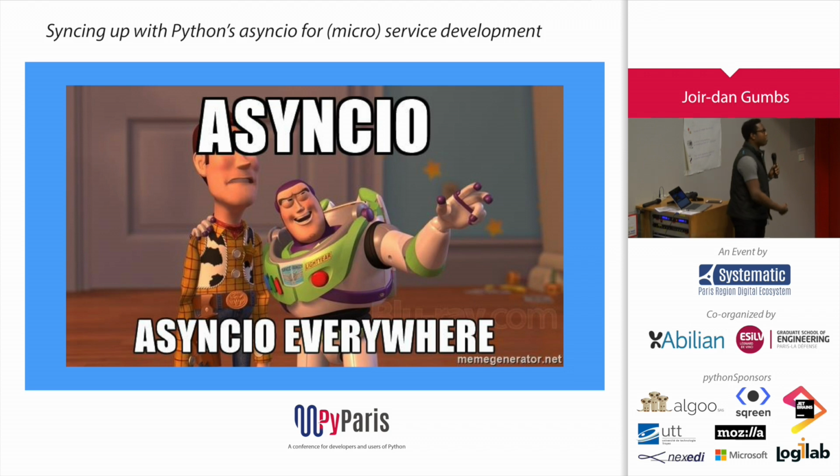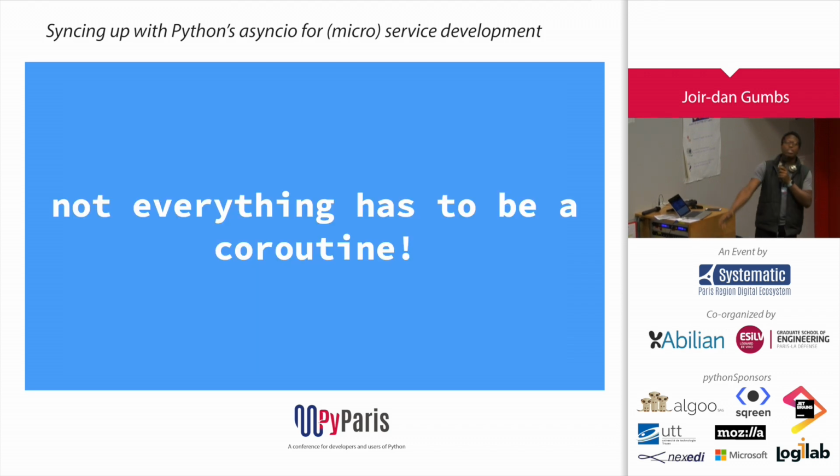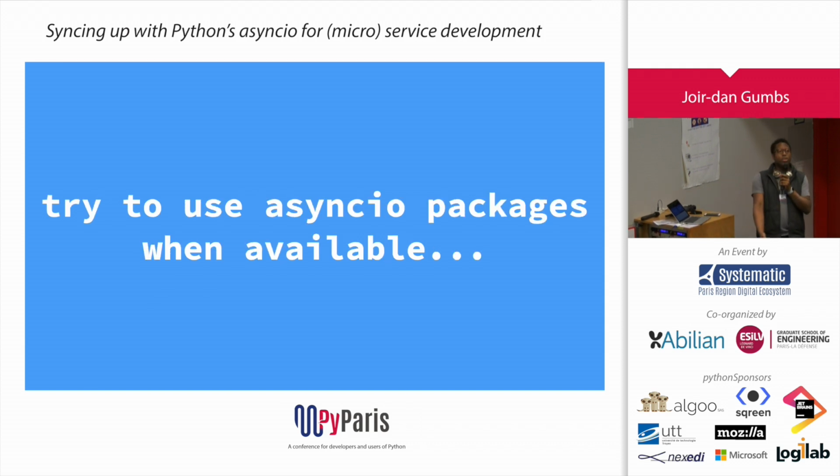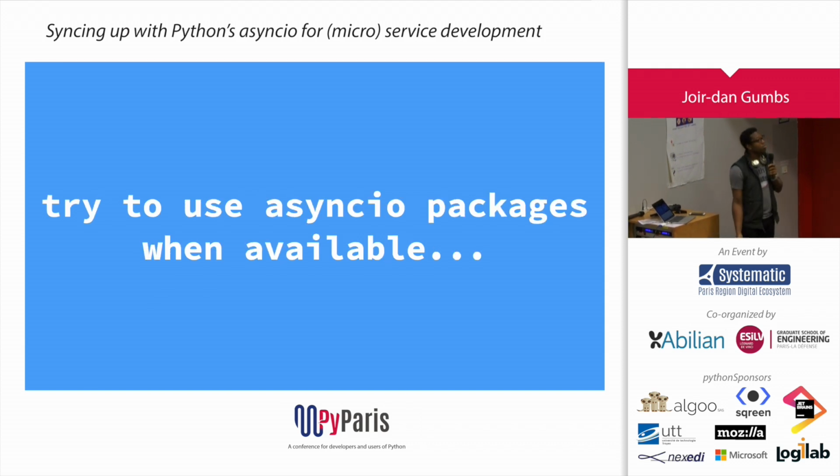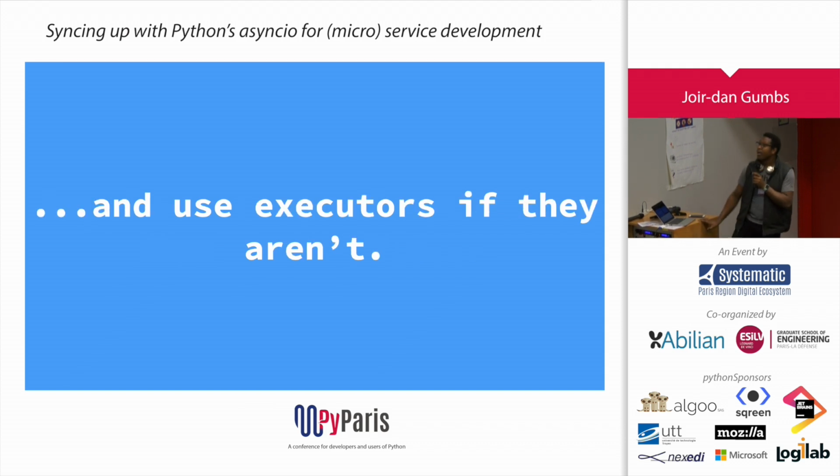So you're still waiting on things. You still have to think about how you break apart your tasks in order to make the most efficient usage of threads, of processes, of asynchronous packet frameworks. So again, not everything has to be a coroutine, right? Try to use async IO packages when they're available if you need to use async IO, and then use executors if they aren't available. Unless you have to use thread pool executor or process pool executor, then do your thing. I won't stop you. And that's pretty much everything I have.